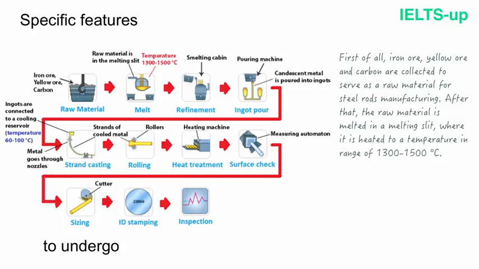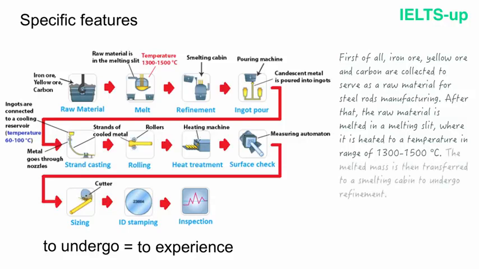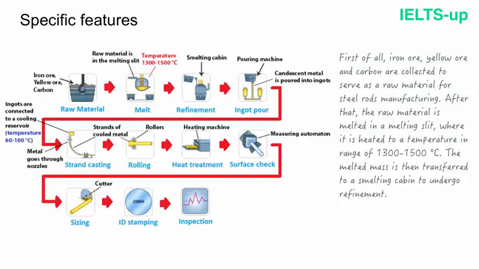To undergo means to experience. For instance, you can say, "The material undergoes refinement in a smelting cabin." And this is a very good way to explain a stage that lacks additional information. Here's how I describe this stage. The melted mass is then transferred to a smelting cabin to undergo refinement.